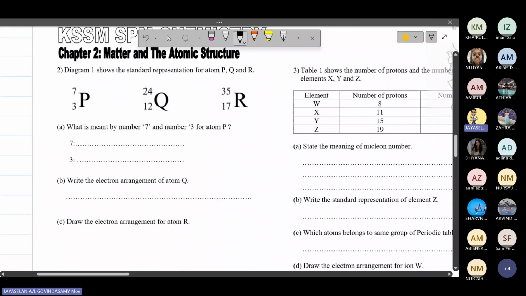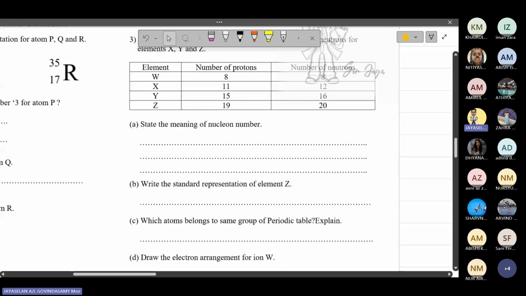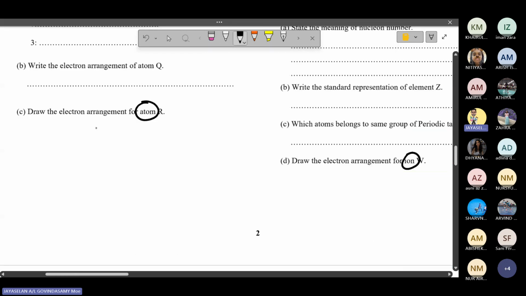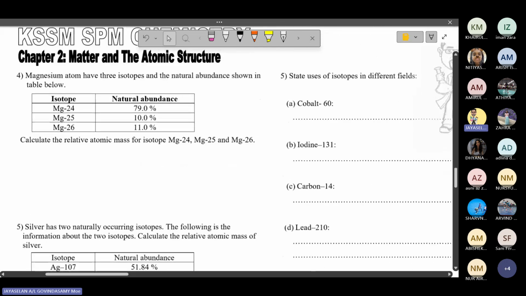Question number 2, they give you the proton number, nuclear number. They ask you to draw the electron arrangement of the atom, all that. Okay, and one more, they give you table like this, number of protons, number of neutrons. They ask you to draw the electron arrangement of ion. Okay, sini electron arrangement of atom. Okay, can I? So this is question number 3. So question number 4 format.